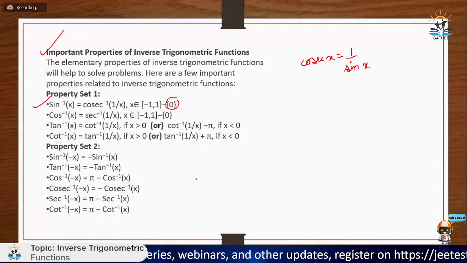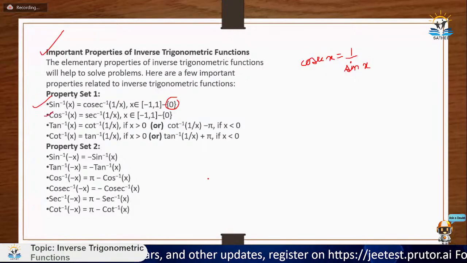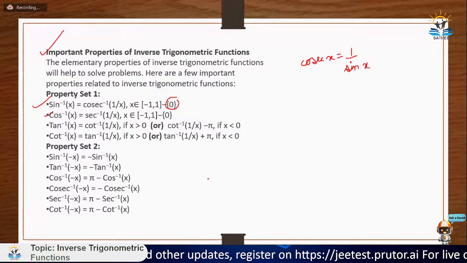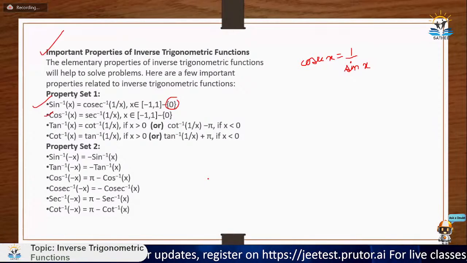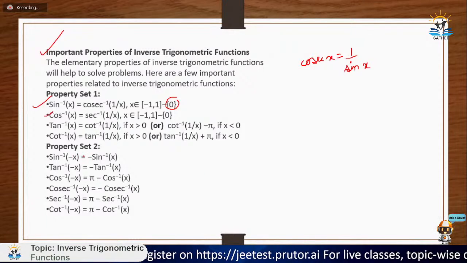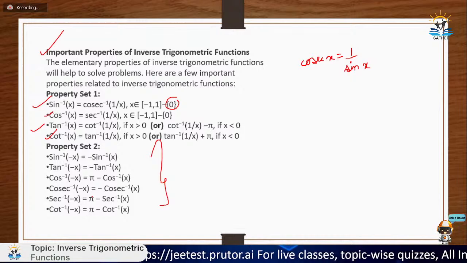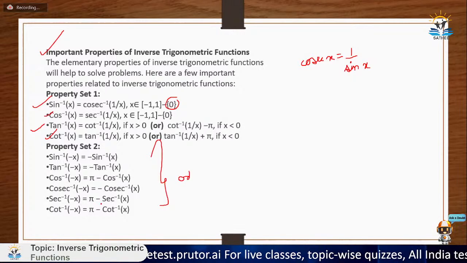So basically, sine x is an odd function. That's why sine inverse is x. Similarly, tan and cosec. And all the functions cos, sec, and cot inverse are even functions. That's why we do it like this: pi minus cot inverse x, pi minus sec inverse x, and pi minus cot inverse x. So please remember this thing: sine, tan, and cosec are all odd functions.